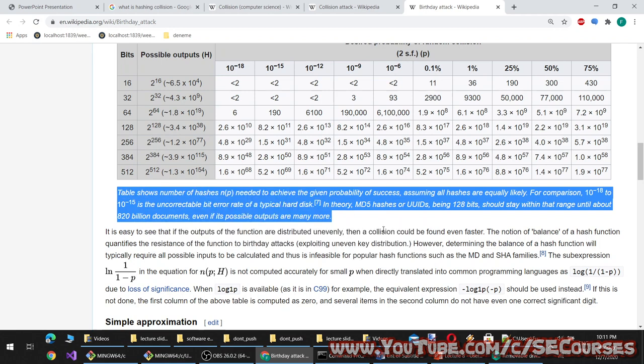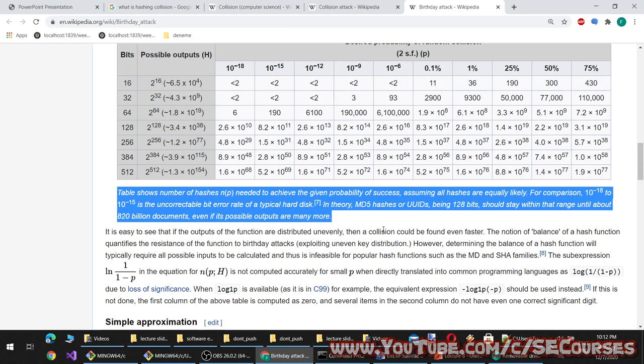Okay, this is a good example. The table shows the number of hashes needed to achieve the given probability of success, assuming all hashes are equally likely. For comparison, 10^-18 to 10^-15 is the uncorrectable bit error rate of a typical hard disk. In theory, MD5 hashes or UUIDs, being 128 bits, should stay within that range until about 820 billion documents, even if its possible outputs are many more. So if you generate 820 billion documents, they will start colliding on the hard drive. If they are being kept with MD5 hashes, you will start getting collisions. Therefore, you couldn't generate that many documents on your hard drive.